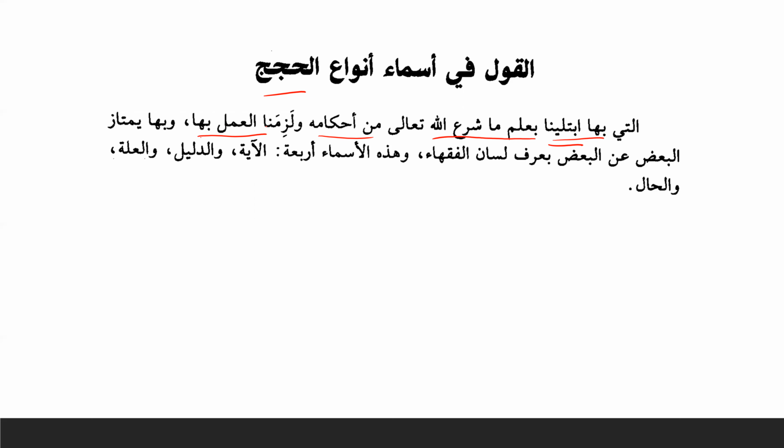And these various proofs have been given a number of names so that they can be differentiated, some from the others, based on the terms of the experts of law, the fuqaha. And there are four basic names that he wants to categorize all the proofs under: ayah, dalil, illah, and hal.